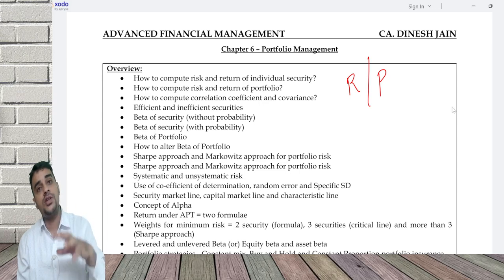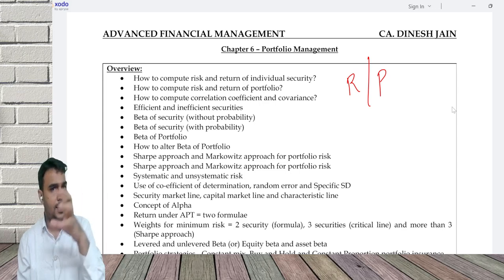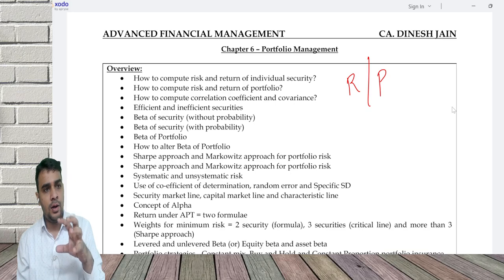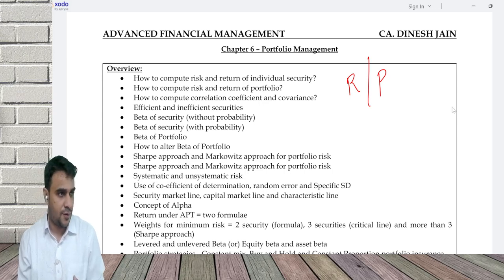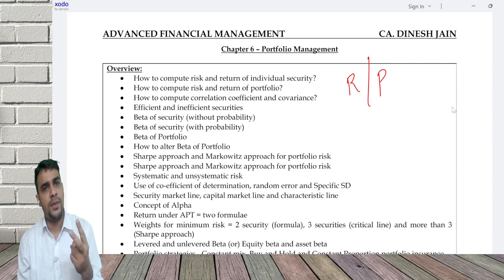The chapter revolves around multiple formats and multiple formulae. Do I need to remember the formulae? Yes, in a few places I may tell you to remember, but for the major chunk I don't expect you to even remember the formula. It will revolve around 2-3 formats. If you're clear on the formats, things will automatically fall into place. The first format we are going to use is return, probability.